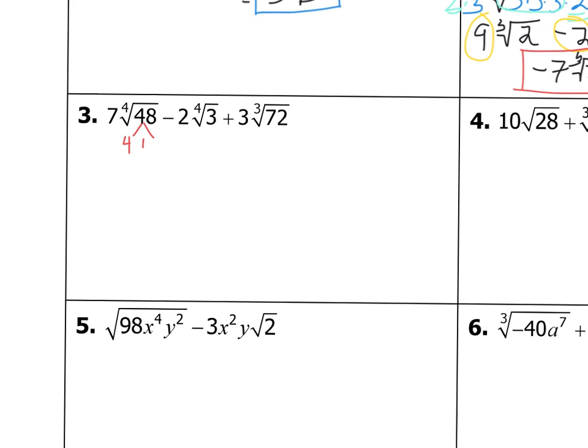So 4 times 12, and then the 4 is 2 squared, and then the 12 is 2 squared times 3. If you don't believe me, do your factor tree. This one cannot be reduced. 72 is 9 times 8, and then 9 becomes 3 squared, and then 8 becomes 2 to the 3rd. If you don't believe me, do your factor trees.